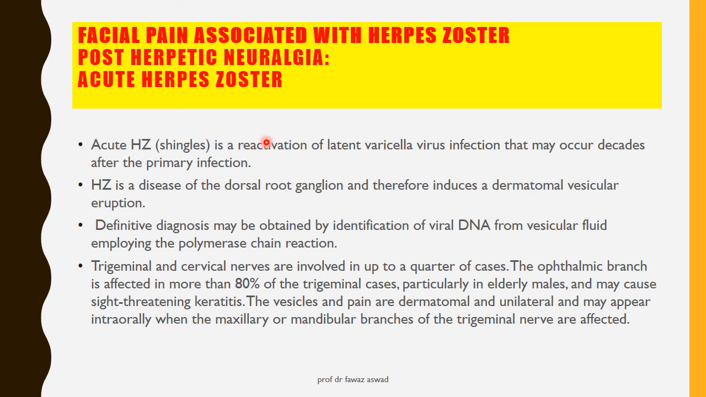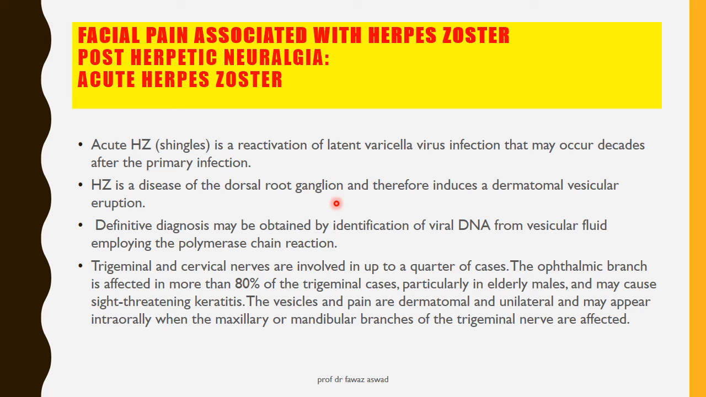At acute diagnosis, we could identify the viral DNA from the vesicular fluid, and we are going to use PCR, the polymerase chain reaction, taking into consideration that the trigeminal and the cervical nerves are involved in a quarter of the cases. The ophthalmic branch is affected in more than 80% of the trigeminal cases. As we know, the trigeminal is divided into ophthalmic, maxillary, and mandibular.